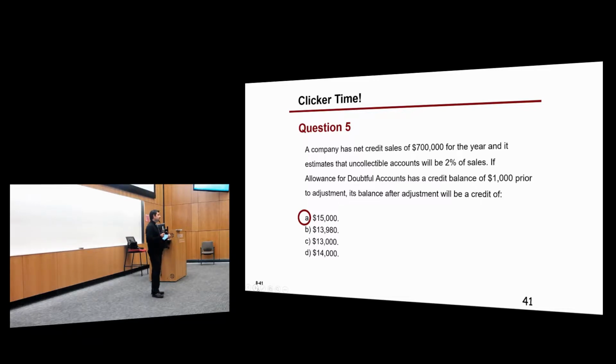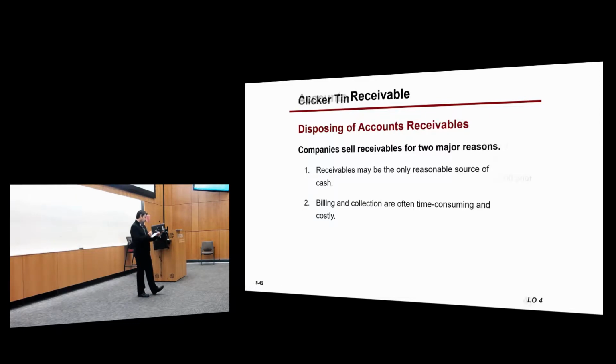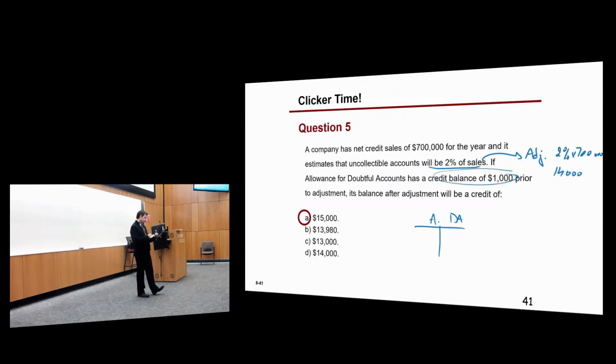Whenever you have a question like that, look first at the method that they are using. Which method are they using? Percentage of sales. I'm telling you it will be 2% of sales. The percent of sales will give you what? The adjustment. Remember that. In this case, it's 2% of 700,000. That's 14,000. You start with allowance for doubtful accounts. They told you that it started off with a credit balance of 1,000.